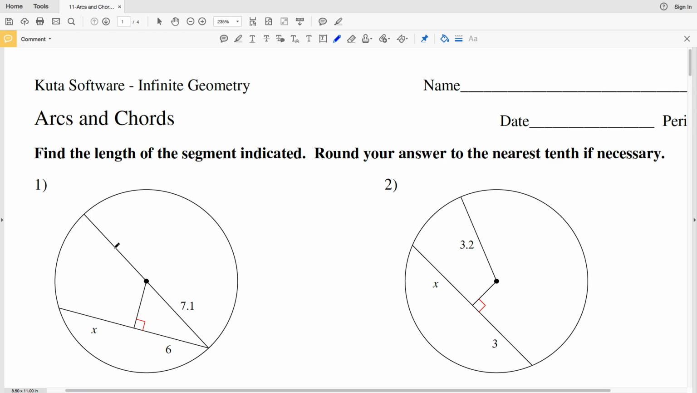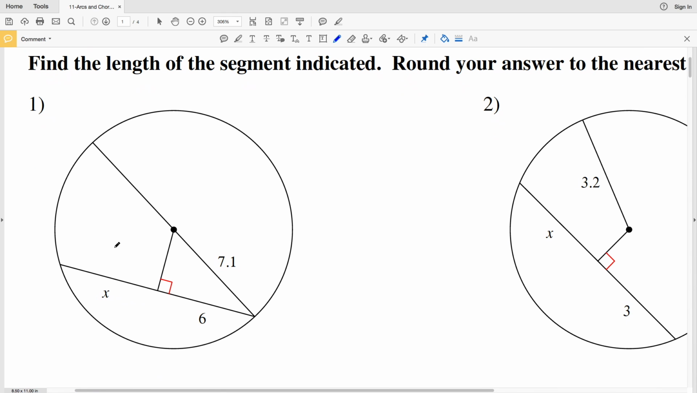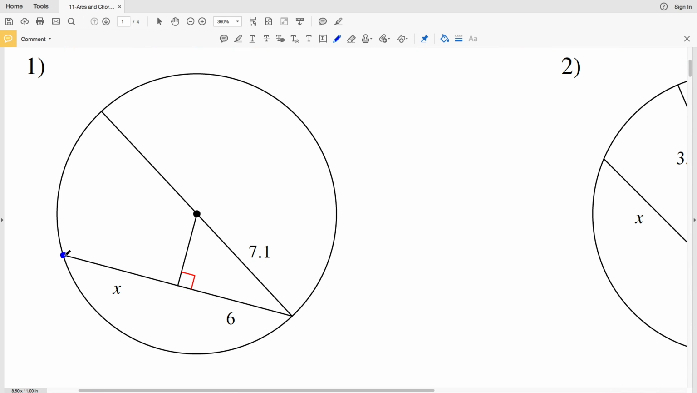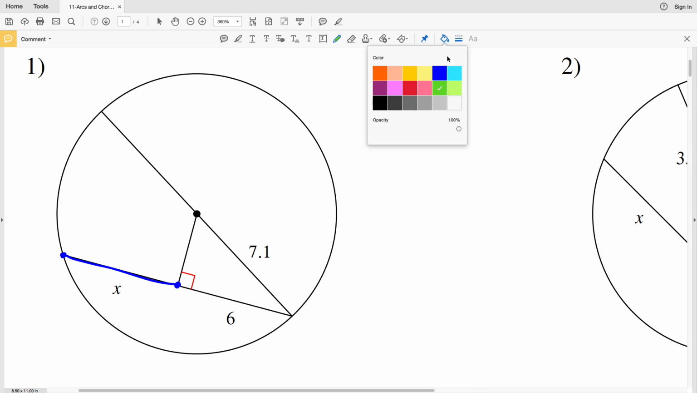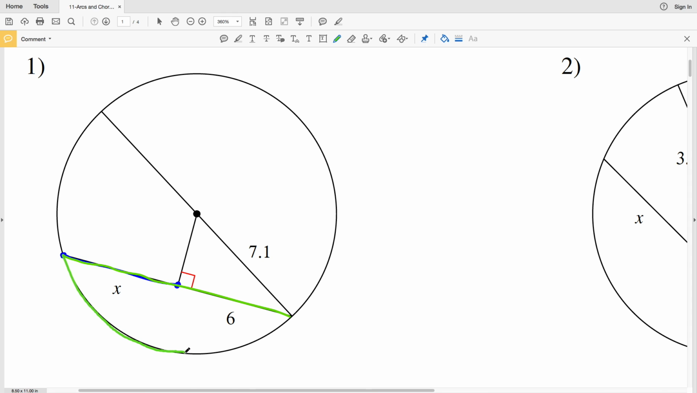Now what we're to do is to find the length of the segment indicated, and then round our answer to the nearest tenth if necessary. So looking at number 1, our indicated length is x, and x forms part of a chord. However, it does not form the whole chord. The whole chord is x plus 6. And that's a chord because we can see the arc shares the same endpoints as that line segment.